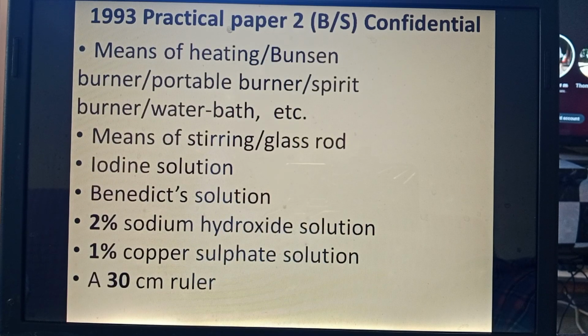Means of heating: Bunsen burner, portable burner or spirit burner, water bath, etc. Means of stirring: glass rod, iodine solution, Benedict solution, 2% sodium hydroxide solution, and finally 1% copper sulfate solution and a 30 centimeter ruler.